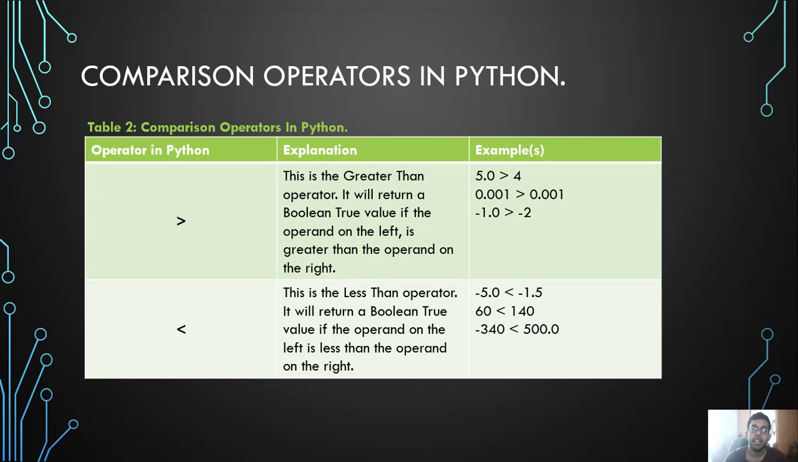Less than sign. This is the less than operator. It will return a Boolean true value if the operand on the left is less than the operand on the right. Negative 5.0 is less than negative 1.5. 60 is less than 140. Negative 340 is less than 500.